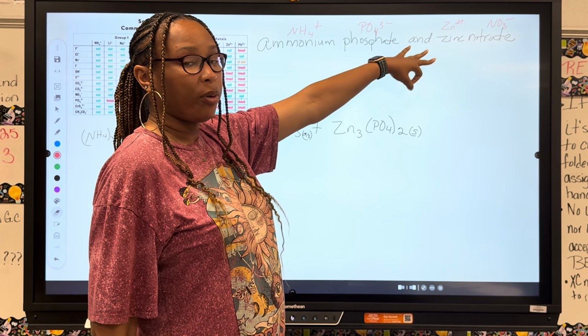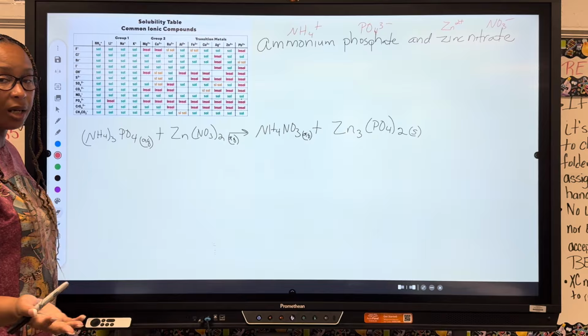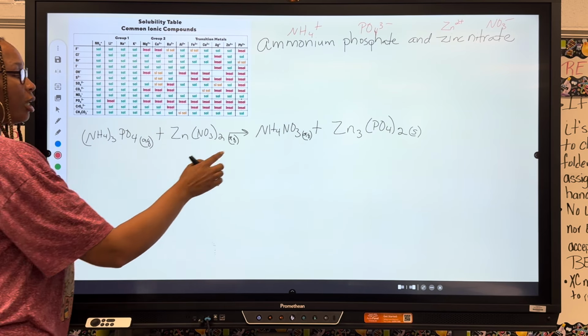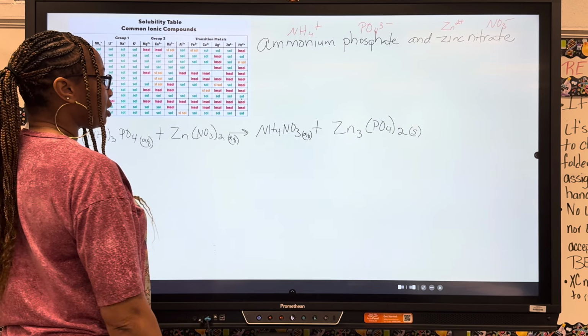So when you write the formulas for ammonium phosphate reacting with zinc nitrate, you swap the cations and anions. Remember, cat for cat and an for an, but you can't do a cat with an an. So I end up with ammonium nitrate and zinc phosphate.